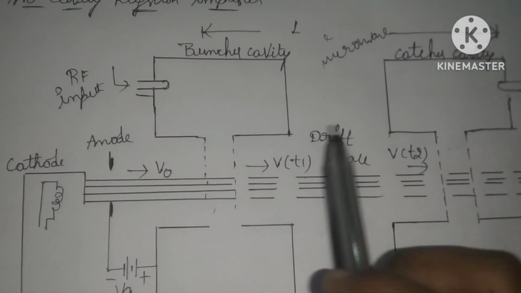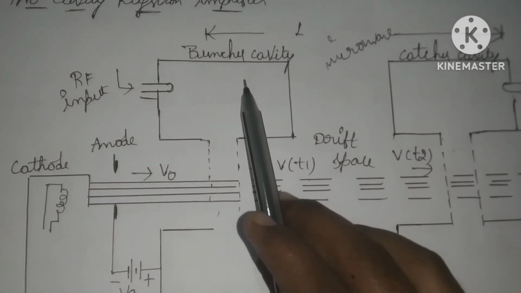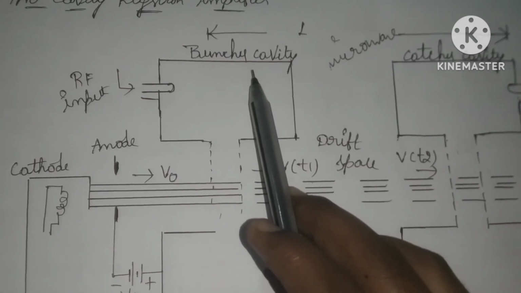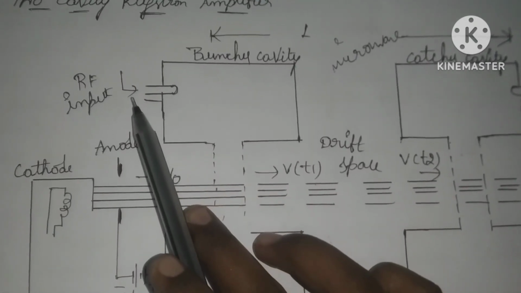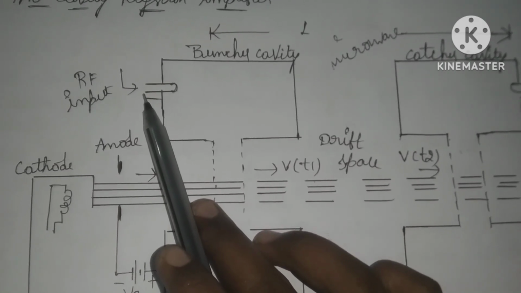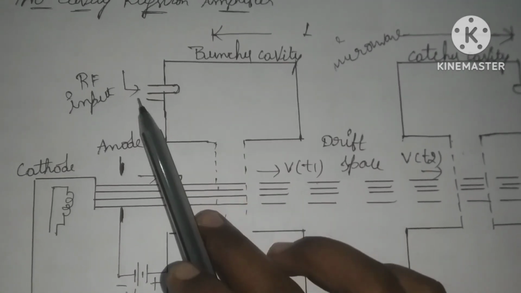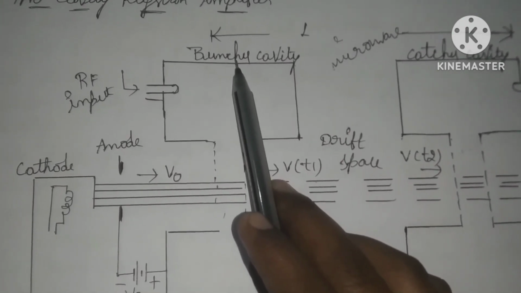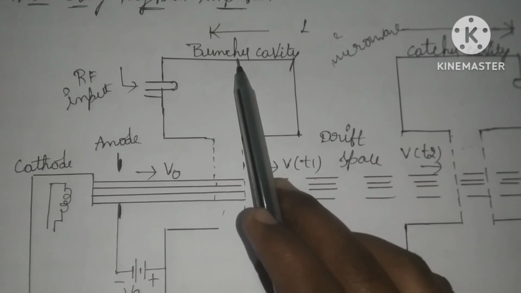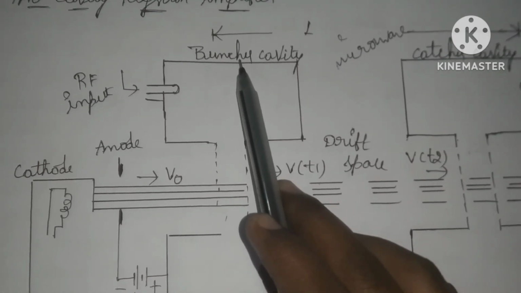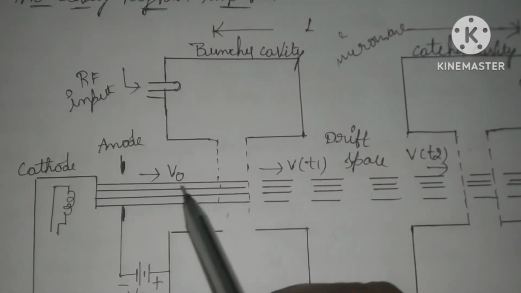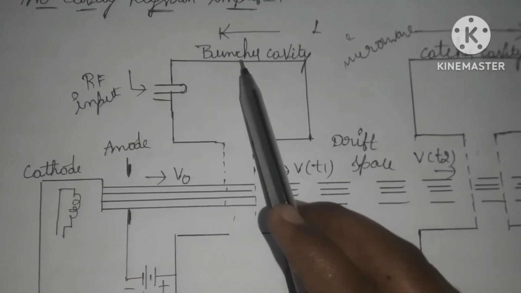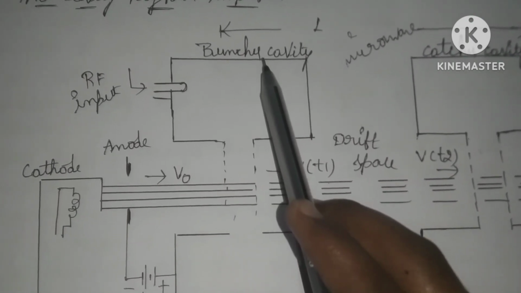at the end of the catcher cavity. Here the buncher cavity is also called the input cavity. Why is it called the input cavity? Because here we are applying the RF input at the buncher cavity. So we are applying input at the buncher cavity, so that's why it is called the input cavity and also called the buncher cavity. And why it is named the buncher cavity is because the electron bunching takes place at the buncher cavity.